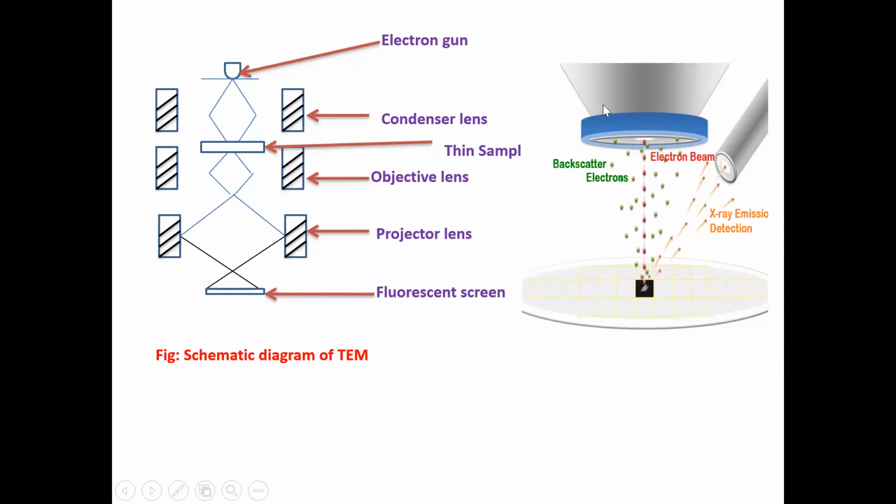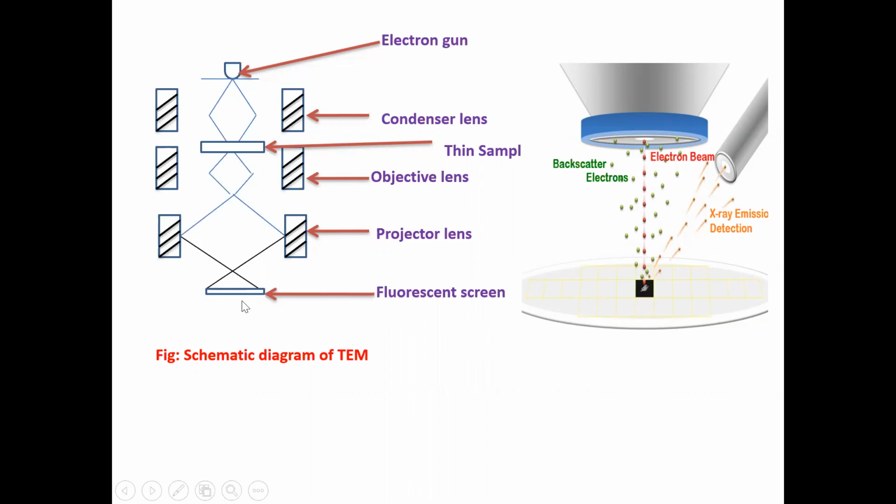Okay, so the electron beam is bombarding your sample, and these are all the backscattered electrons and the X-ray emission detectors over here. The backscattered and secondary electrons can be projected and amplified on the fluorescent screen. So this is a simple schematic diagram of your SEM.